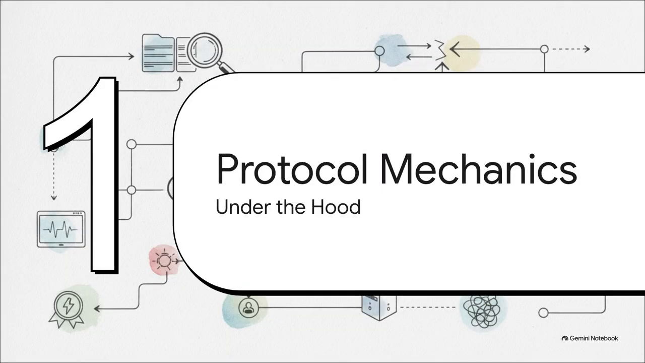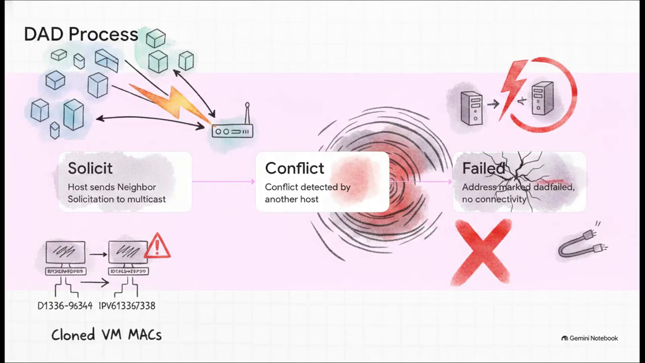Okay, Section 3. Let's unpack the core protocol mechanics. Because the foundational mechanics have changed, how devices detect conflicts has changed too. Here's how duplicate address detection, or DAD, actually works. First, a host sends out a neighbor solicitation for a tentative address to a multicast group. If another host responds, boom, a conflict is detected. The address gets flagged as DAD failed, and you get absolutely no global connectivity.